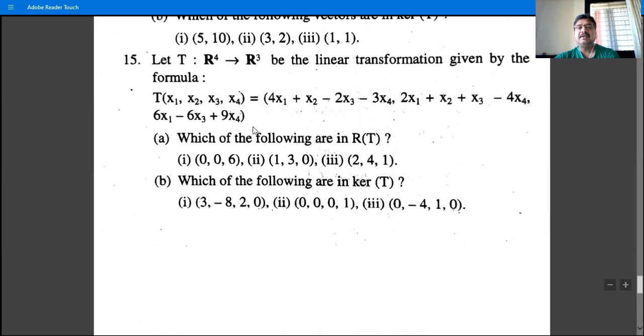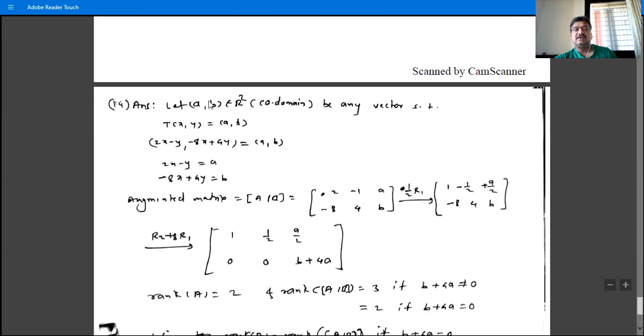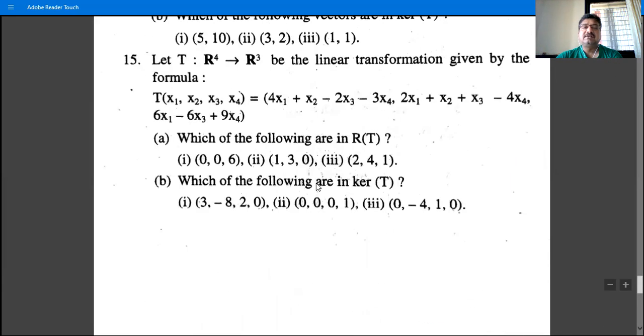Similarly, solve this 15. This is a function T from R^4 to R^3. The definition is given. Which of the following vectors are in the range of T? So suppose we find T of (0, 0, 6), that is, (0, 0, 6) is an element of R^3. First find the condition, find this condition, and then we will determine whether the element belongs to the range.